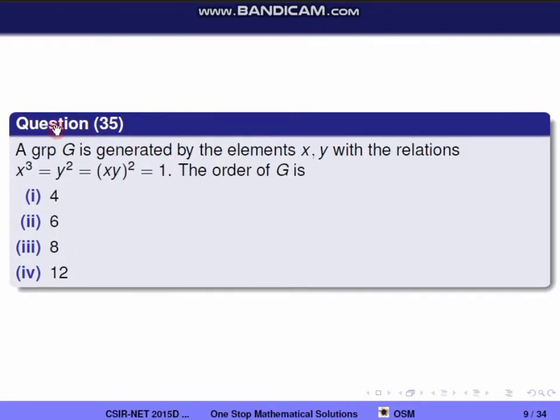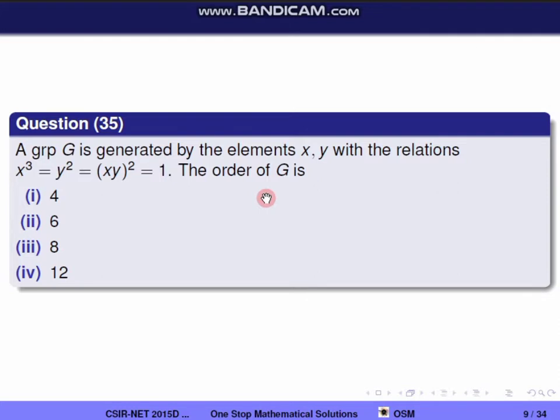Next question, question 35. A group G is generated by the elements x, y with the relations x cube is equal to y square is equal to (xy) whole power 2 is equal to 1. The order of G is. So group G is defined by the elements x, y. We have to find the order of G.